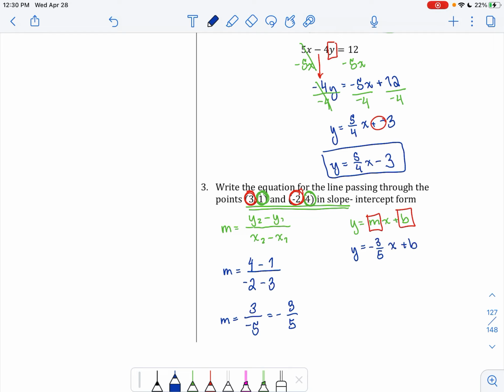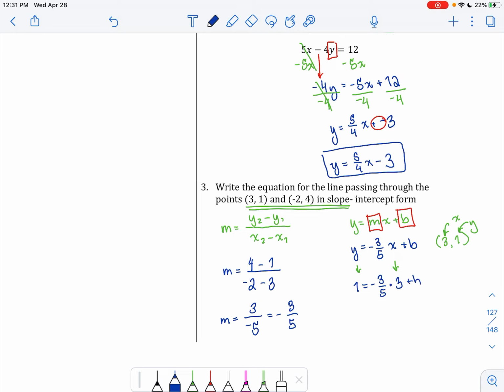Now, if I look at this given information here, I know that this line goes through the point 3, 1. So if I look at the point 3, 1, this is an x value, this is a y value, so I can plug in my y value, my x value, and solve for b. So y is 1, negative 3/5 times 3 plus b. Now I just want to solve for b. I'm going to use order of operations, my multiplication first.